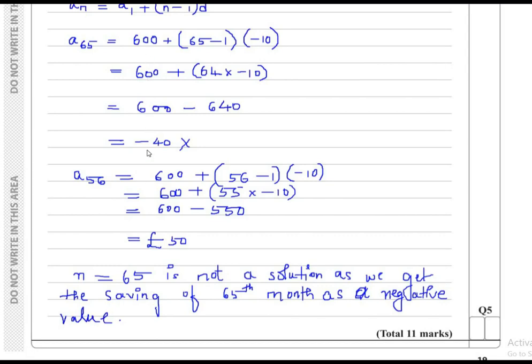So first prove it that on the 65th month she is saving negative 40 and in the 56th month she is saving 50 pounds. So after doing that you have to strike out the negative one and take the positive value. And the reason being, on the 65th month we are getting a negative value. So we are not going to take the 65 as a solution, reliable solution. So this is the answer for the final part of this question.